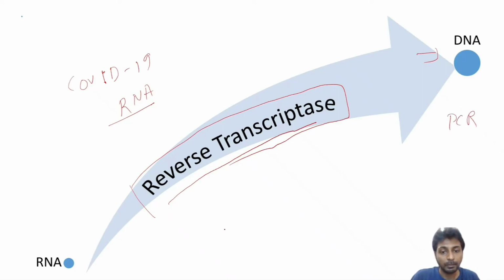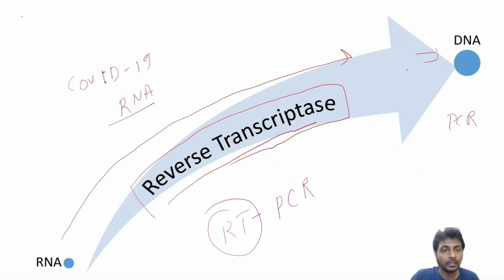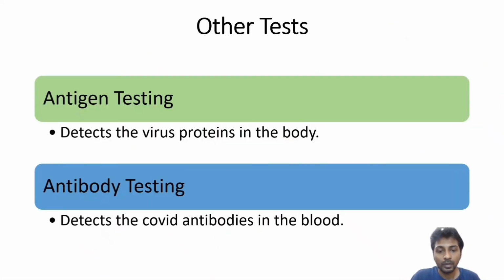And that's why this complete test for COVID is called RT-PCR. So the RT stands for the process where you convert the RNA into DNA. This DNA is called cDNA, also complementary DNA. And PCR stands for the number of cycles you run to increase the DNA sequence you have with you. And that's why it's called RT-PCR.